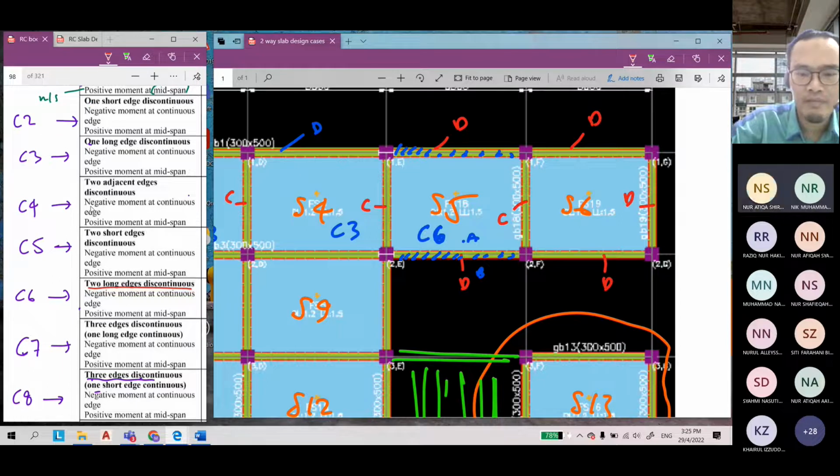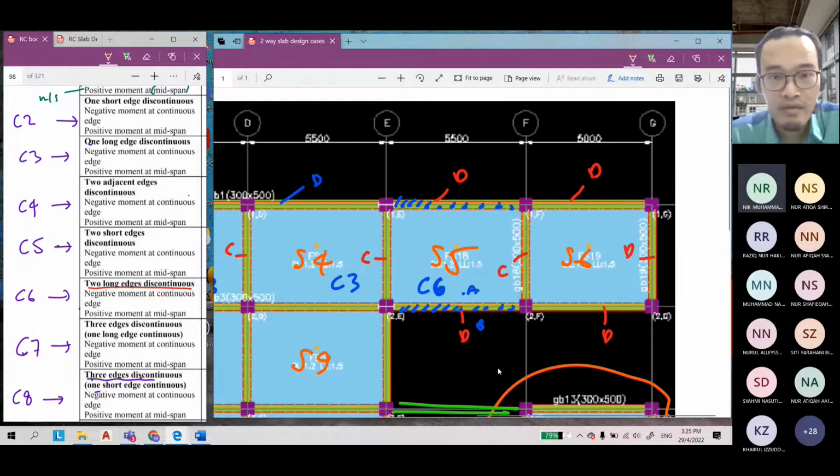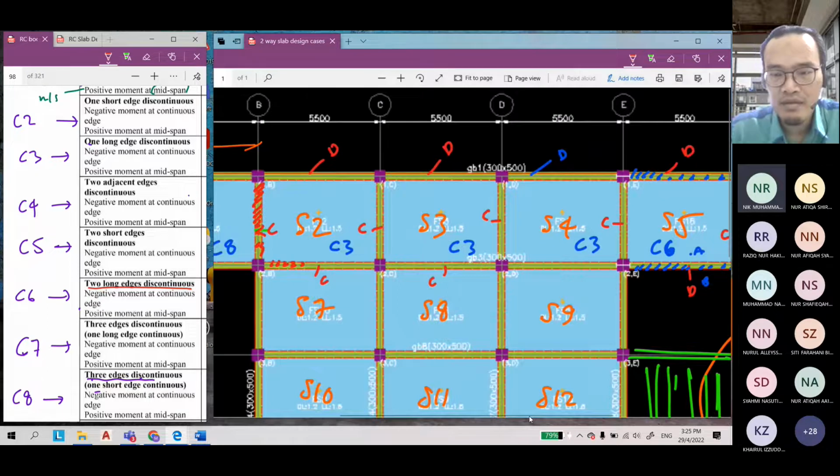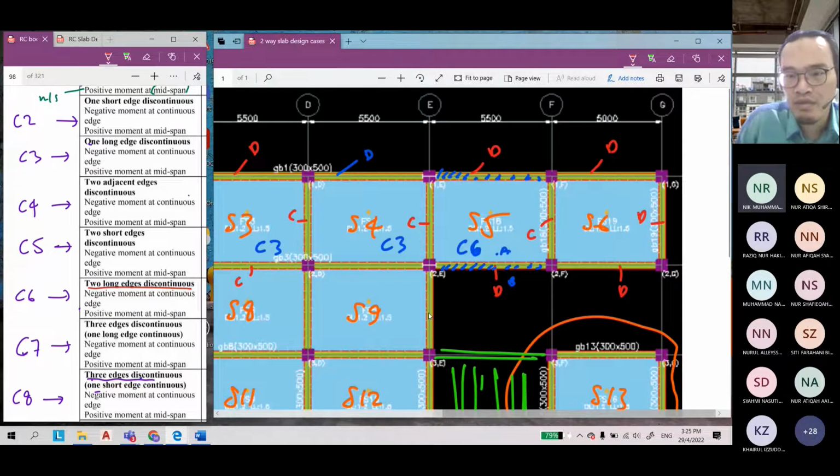Case number four. Can you give the number? Okay, number eight. This one shall be similar to slab number one, where three edges are discontinuous: one, two, and three. But one short edge is continuous. Be careful, class. So this one is case number 8.